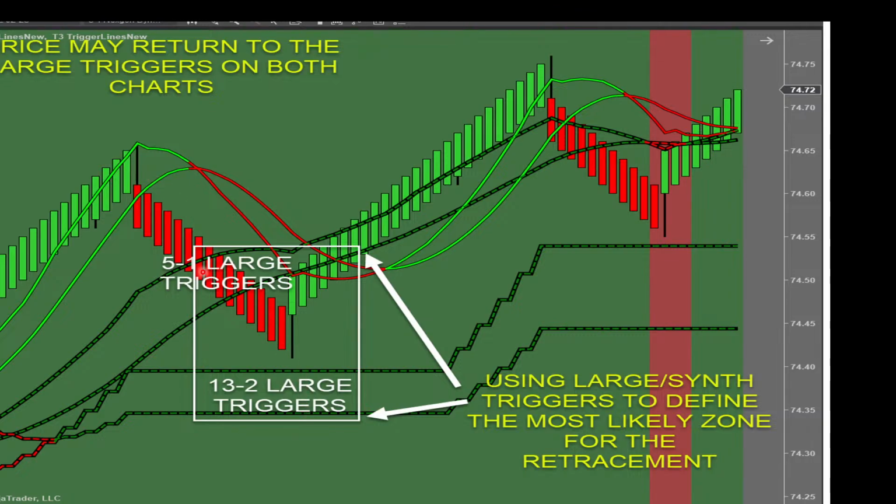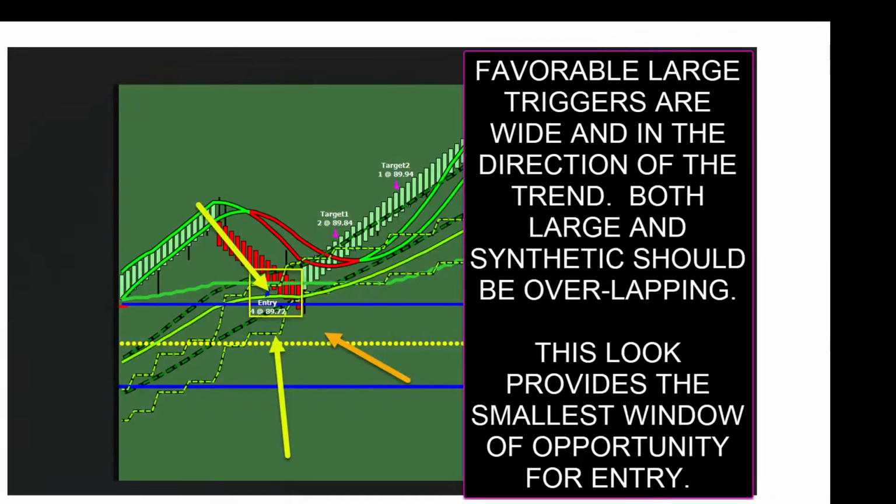And the wider apart they are, the bigger that range becomes, a little less accuracy is available. So I encourage new users to look for what we call favorable large triggers. And favorable large triggers mean that the large triggers native to the 5-1, where the 5-1 price may return, and the synthetic triggers, which are from the 13-2, which is where the 13-2 price may return. When they are one on top of the other on your entry chart, that 5-1 chart, riding along like two snakes riding piggyback, it creates the smallest possible point for a retracement, defining where that pullback is likely to go.